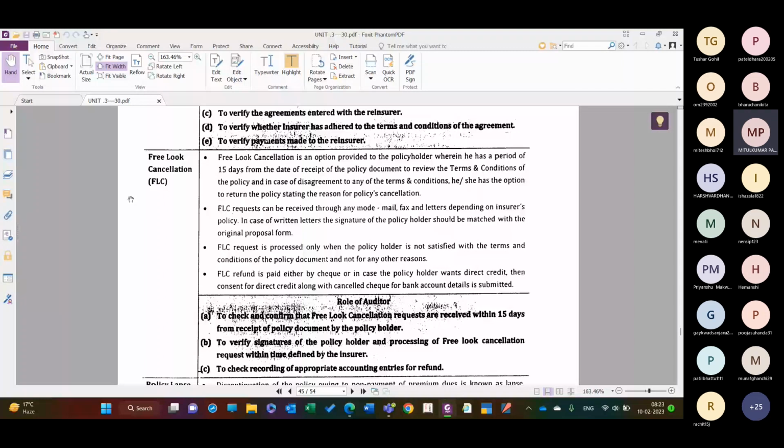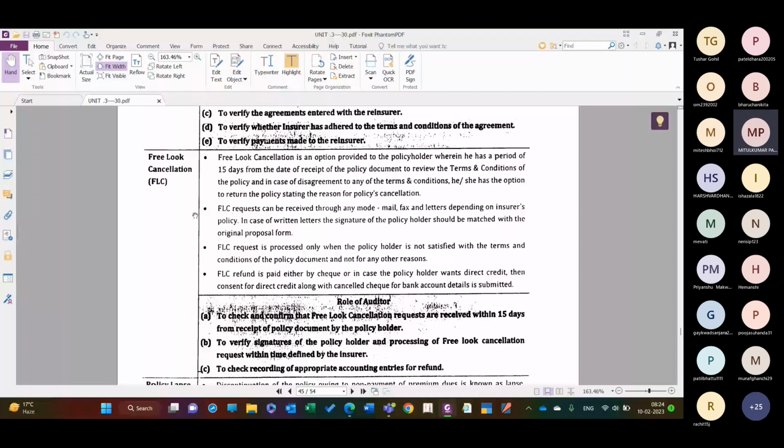Free look cancellation is an option provided to the policyholder where he has a period of 15 days from the date of receipt of the policy document to review the terms and conditions of the policy, and in case of disagreement to any of the terms and conditions, he or she has an option to return the policy, stating the reasons for the policy cancellation.